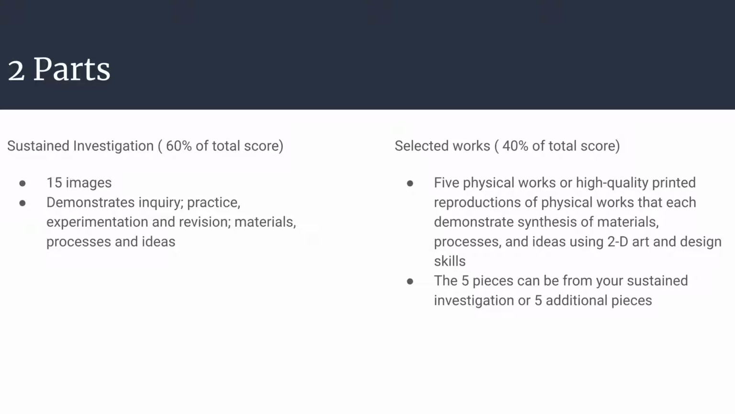The one part is called sustained investigation, and that equals 60% of your total score. The sustained investigation is made up of 15 images. So you submit your work to the College Board digitally, and that's why the word images is really important. As we look at examples, what you will find out is it really is 15 images. It does not necessarily have to be 15 separate finished pieces, which we will unpack as we go through this.